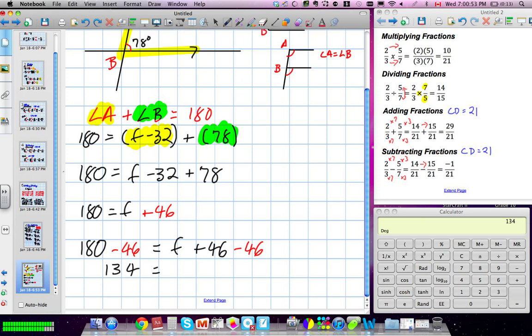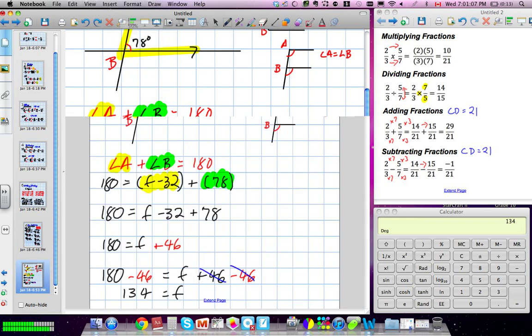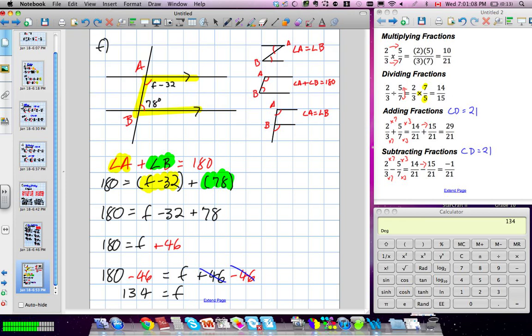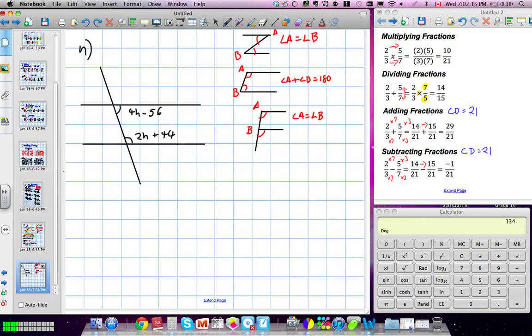134. Good. And then what happens to the right side here? Positive 46 and negative 46 is 0. They cancel out, so we're left with F. So what's the value of F? 134. Boom, done. Does that make sense? A little different than the answer you had there. Let's do the other one.